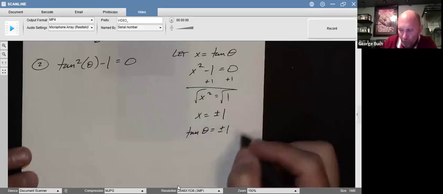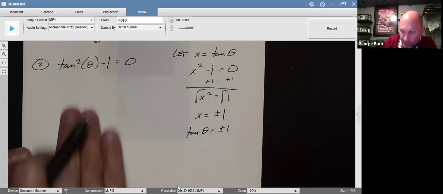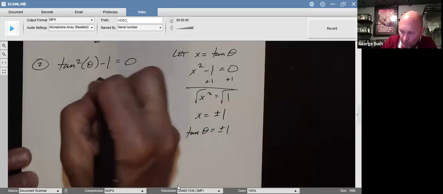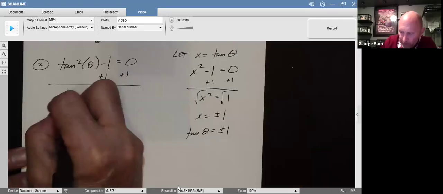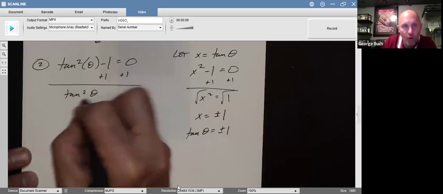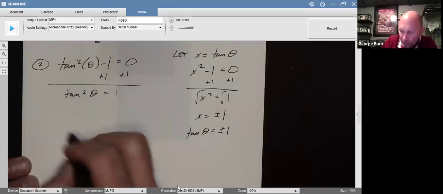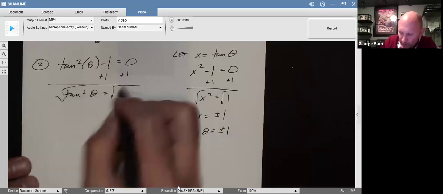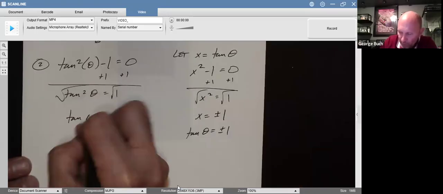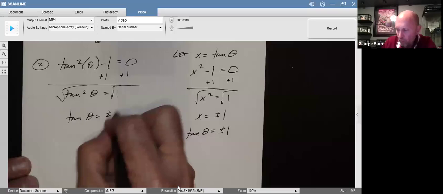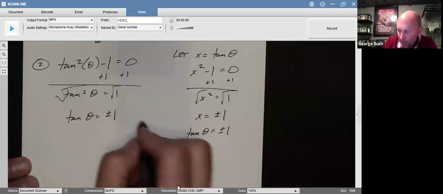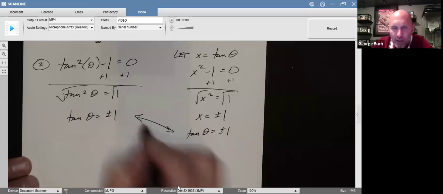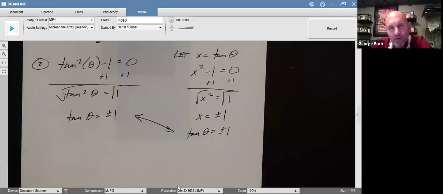Let's solve this one without the substitution. It's still going to be the same steps. Add 1 to both sides. So tangent squared theta is 1. Take the square root of both sides. So tangent of theta is plus or minus square root of 1, which is 1. So you see, we end up at the same spot. It's just that we're only working with x's, which, again, for some of you, makes these a lot easier.